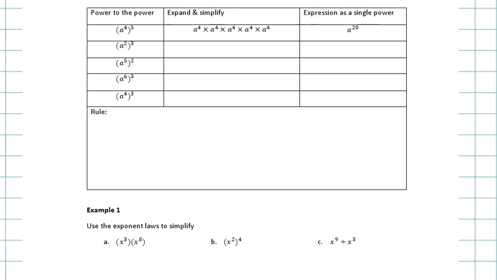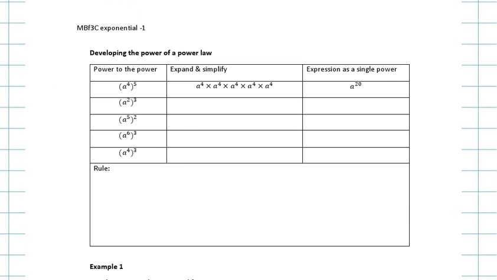Now we have the power of a power law. What you see here is a to the power of 4 to the power of 5. Here you have to multiply the exponents. Look what happens: I have a to the power of 4 five times, because I have a to the power of 4 and then to the power of 5. So I have a to the power of 4 multiplied by itself 5 times.